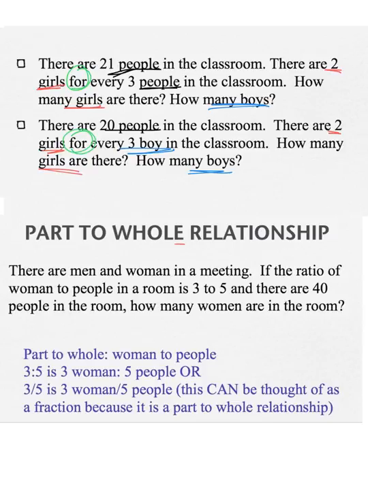Part to whole relationships. There are men and women at a meeting. If the ratio of women to people in a room is 3 to 5, and there are 40 people in the room, how many women are in the room? So the reason this is part to whole is because the question has to do with women to people. Women is the part and people are the whole. Part to whole. 3 to 5 is 3 women to 5 people, or 3 fraction bar 5 is 3 women to 5 people. This can be thought of as a fraction because it is a part to whole, like the pizza. It's a part to whole relationship.